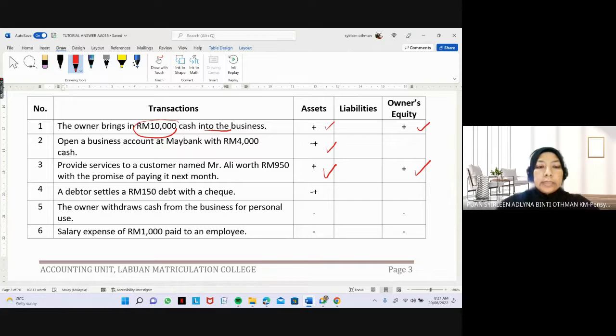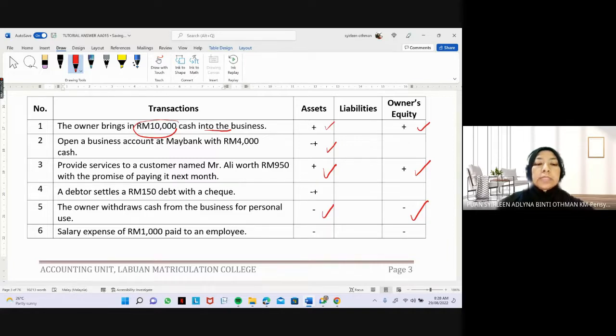Okay, next, the owner withdraws cash from the business for personal use. Okay, so bila kita tahu this for personal use, that means it is actually drawings. So dekat sini dia withdraw money. Bila dia withdraw money, that means your cash will decrease, so your asset akan minus. And on the other hand, because you are doing drawings, it will reduce or decrease your owner's equity or capital. So we are going to minus at the owner's equity column as well.